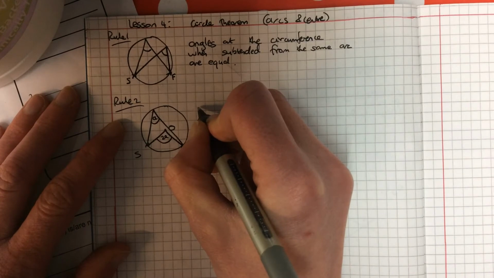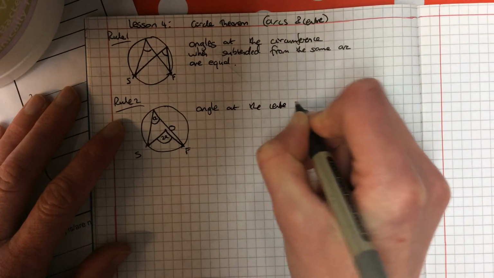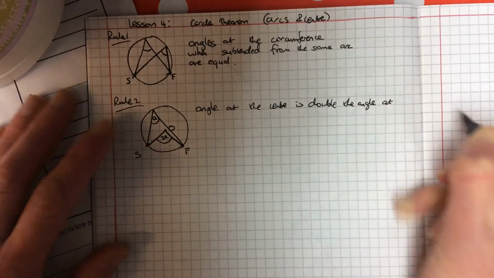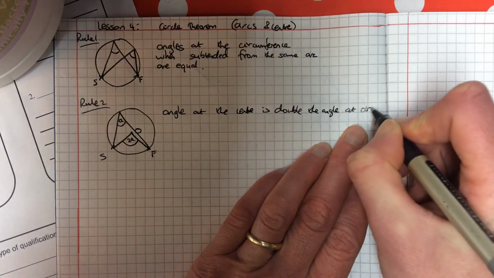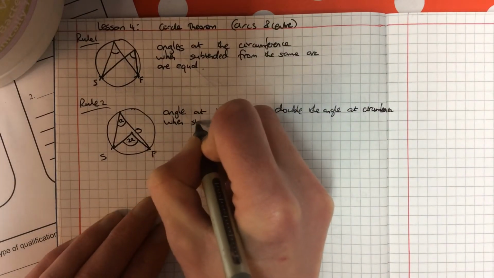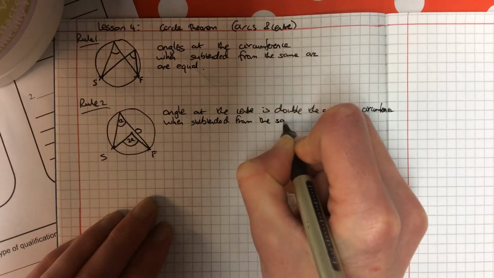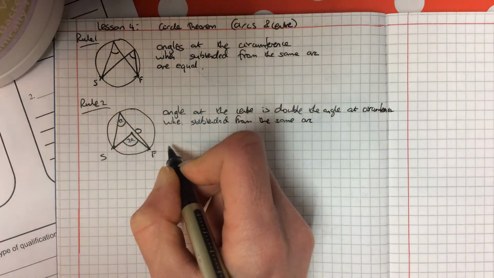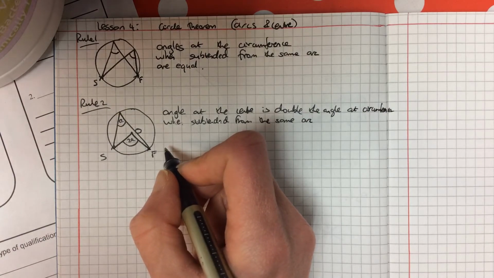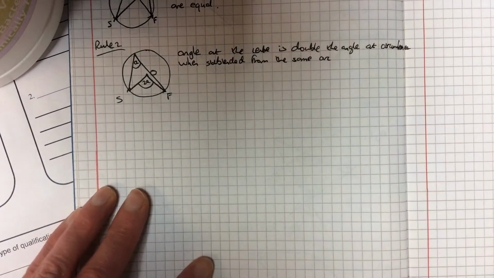And the proper way of writing that out, the angle at the centre is double the angle at the circumference, that's a fancy name for edge, when subtended from the same arc. So that means start and finish at the same arc. Now, we're going to just put up a couple of wee examples here for you to follow, and then we'll have a look at the actual work you have to do.